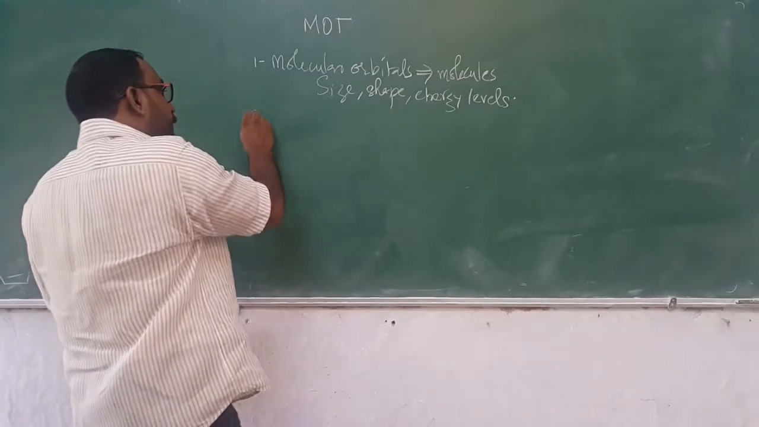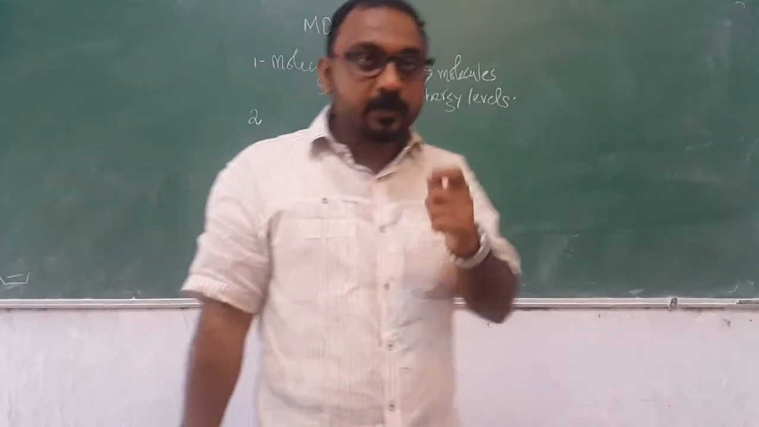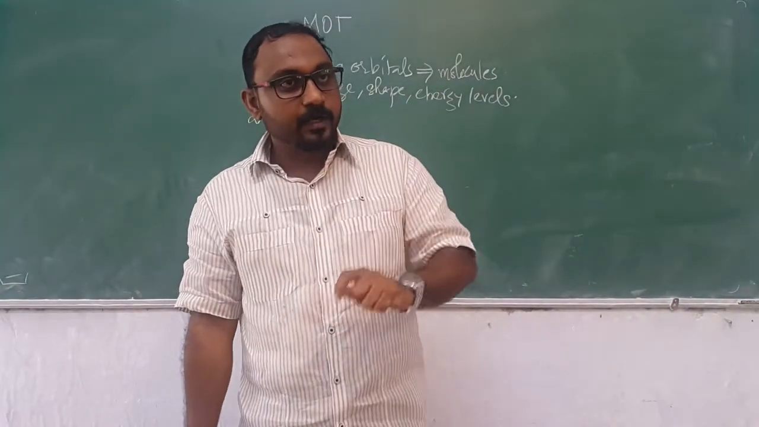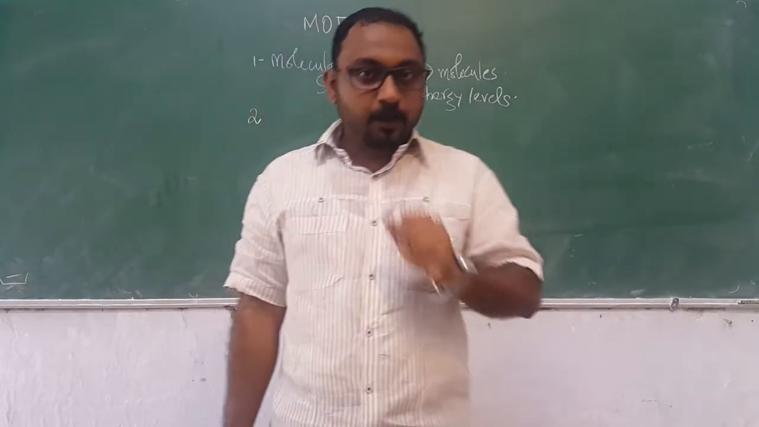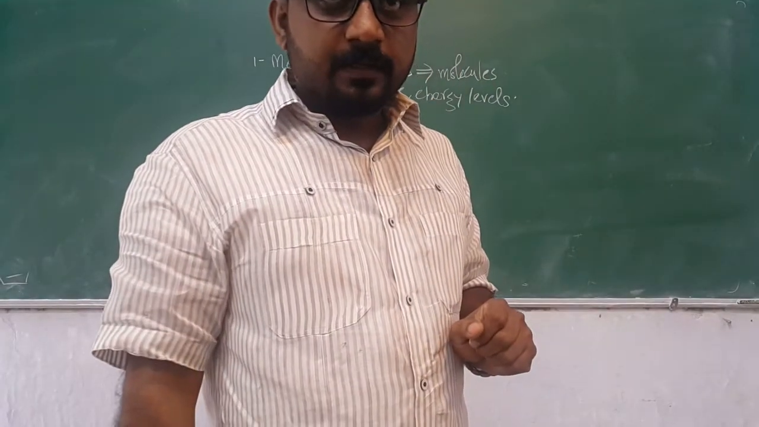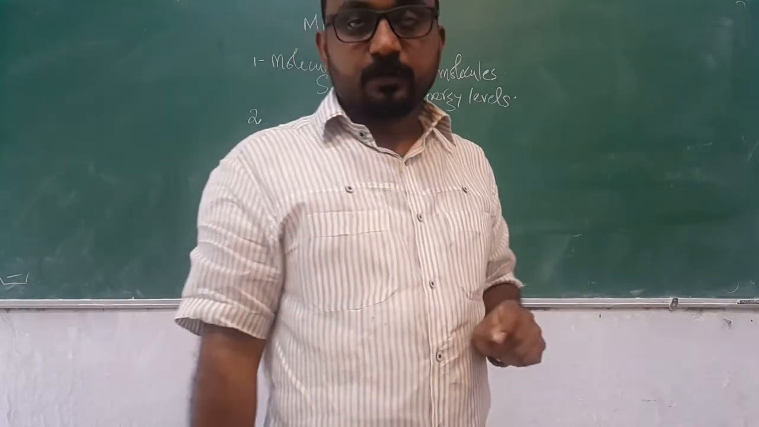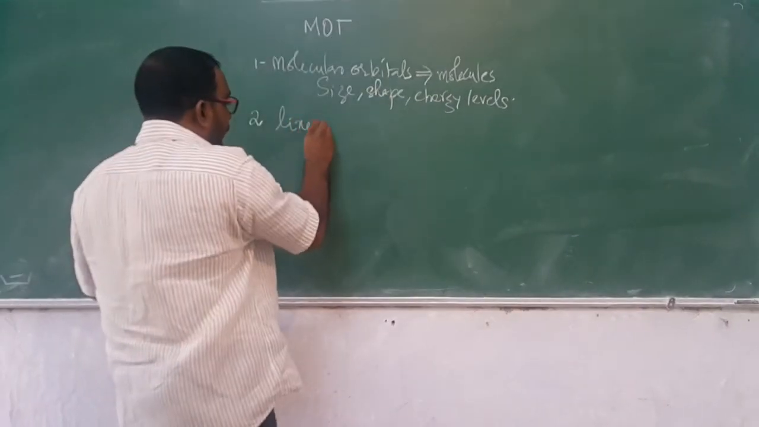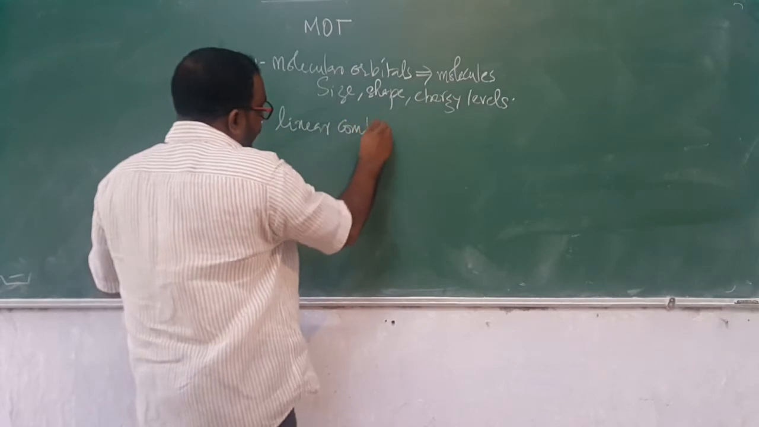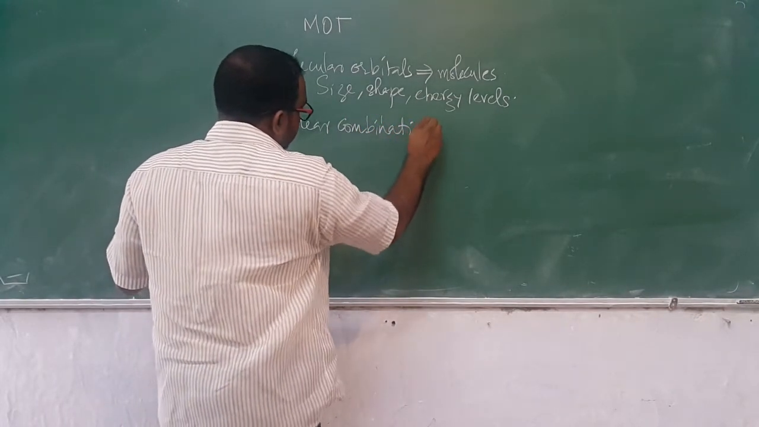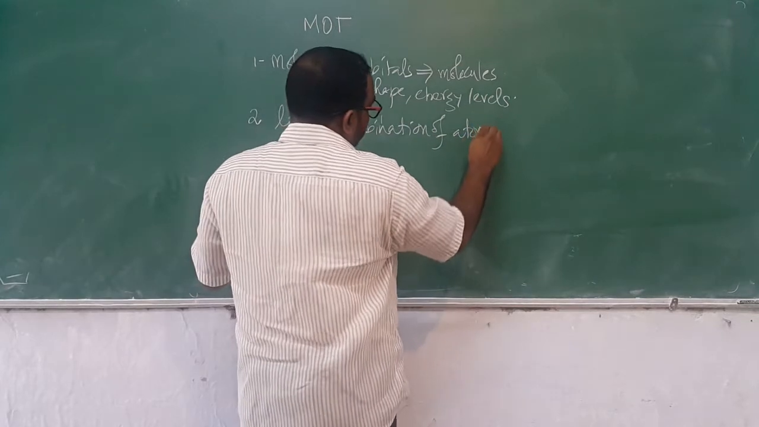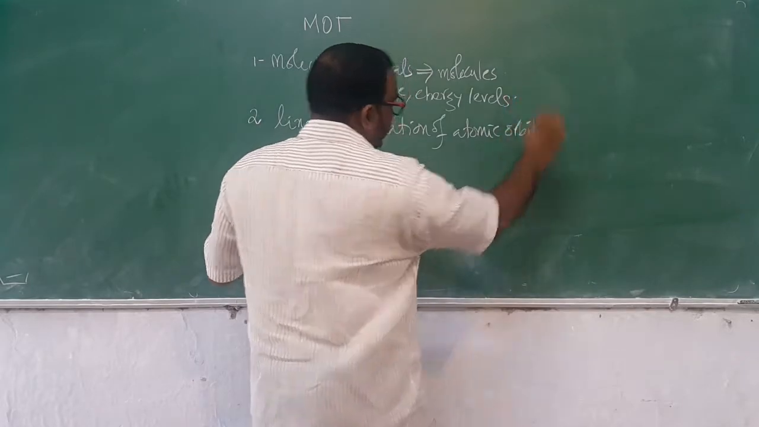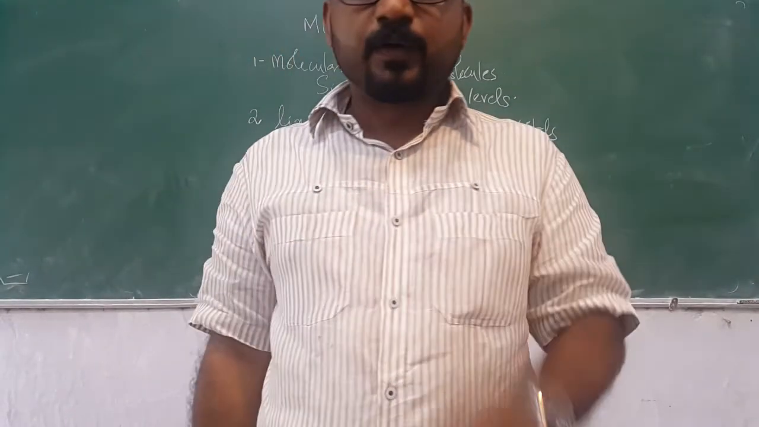And the second point is how these molecular orbitals are formed. We have already said atomic orbitals are for atoms, molecular orbitals are for molecules. A molecular orbital is formed by linear combination of atomic orbitals.